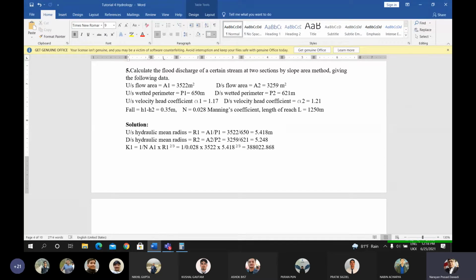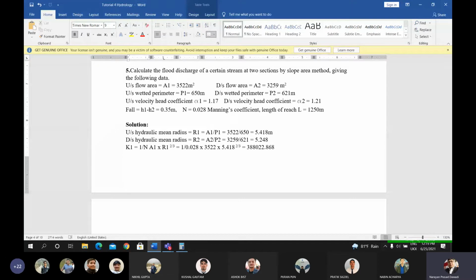Now Manning's roughness coefficient is given as n is equal to 0.028. The length of the reach between the sections, the horizontal distance between the first section and the second section, is 1215 meter, as given in the question. Now using the slope area method, we have to find the discharge of the river.